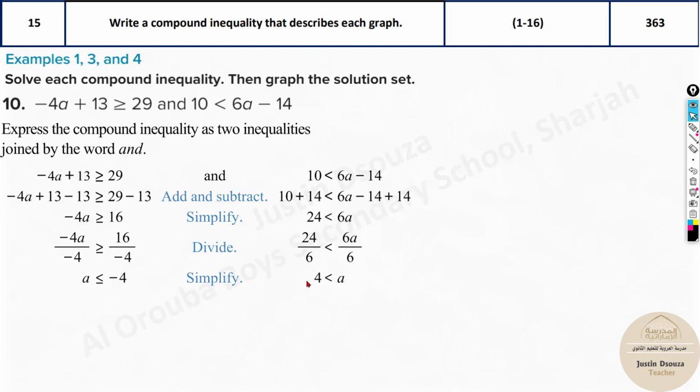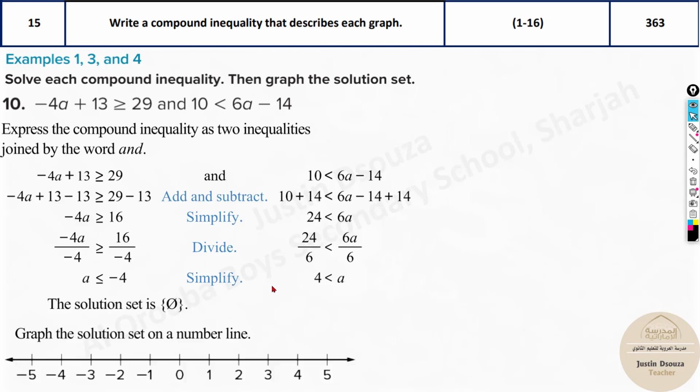Next problem is again a similar one. Here, let's look over here. A is less than or equal to minus 4 and 4 is less than A. Let's write A first and then we will see. A is less than or equal to minus 4. Okay. That means from here, all solutions to the other side. And over here, A is greater than 4.